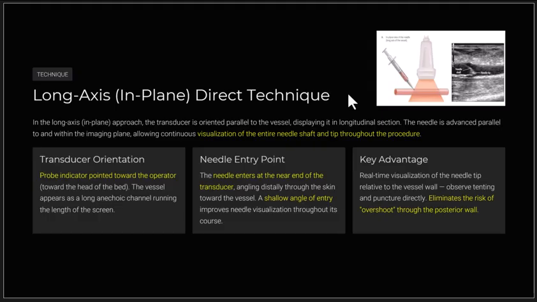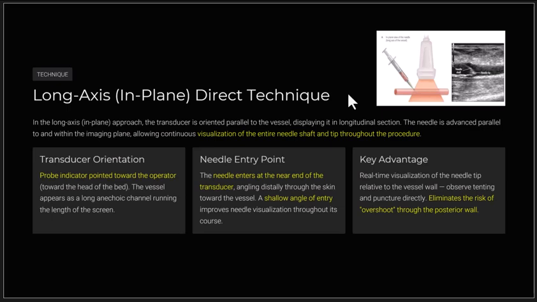In the in-plane technique, you will visualize the long axis of the IJ. So remember, we started with the identification of the vessels in their short axis. By rotating the transducer 90 degrees, keeping the probe indicator pointing towards you, towards the head of the bed, you're going to see that vessel running as a long anechoic channel across the length of your screen.